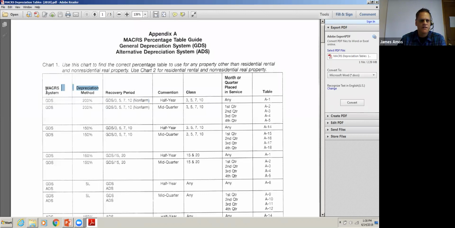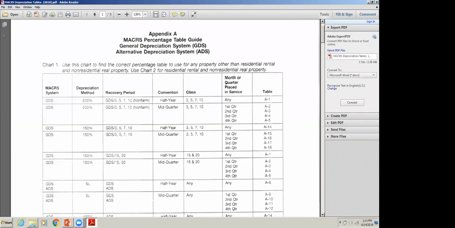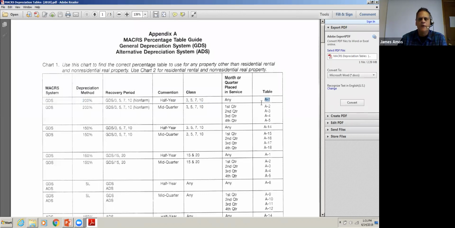So see what I mean? Maker's system, there's 2 kinds. We're not really specifying any more than Maker's GDS is what we're talking about. Non-farm 3, 5, 7, or 10 years, and you're using the 200% declining balance method, and we're using half-year convention. And notice the recovery period corresponds with the class life. I told you before, the class names and the recovery period correspond. So if you're on this line, you can use table A-1. In fact, not can, you need to use table A-1.